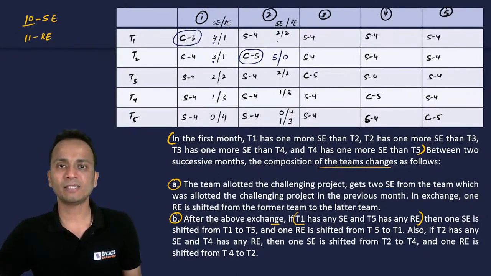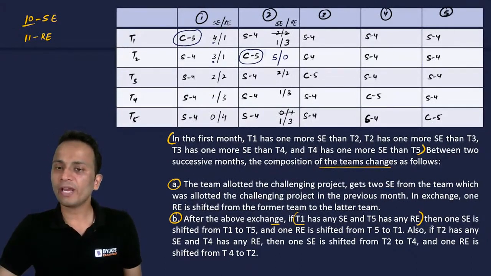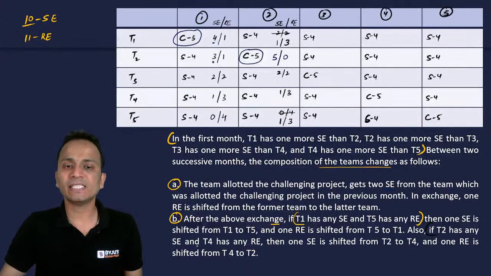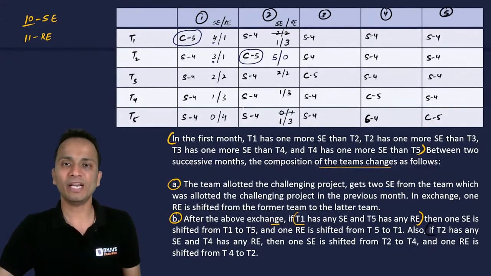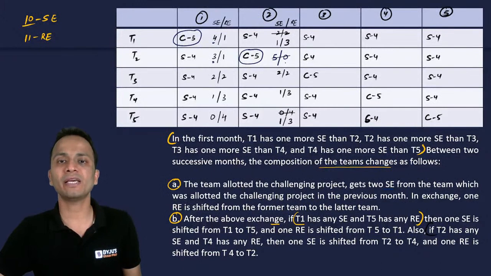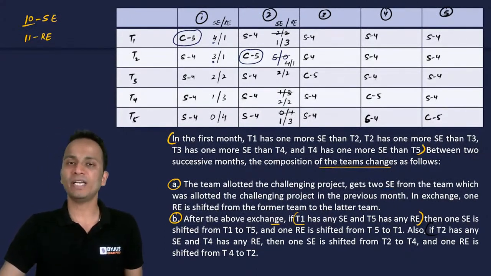Okay, and similarly here 1/3. Okay, so I have cut the original and written the new one. Done. Also, if T2 has any SE and T4 has any RE, the same thing will be done between T2 and T4. So T2 has SE and T4 has RE, so the same thing will be done. This becomes 4/1 and this will become 2/2. All right, between T2 and T4.